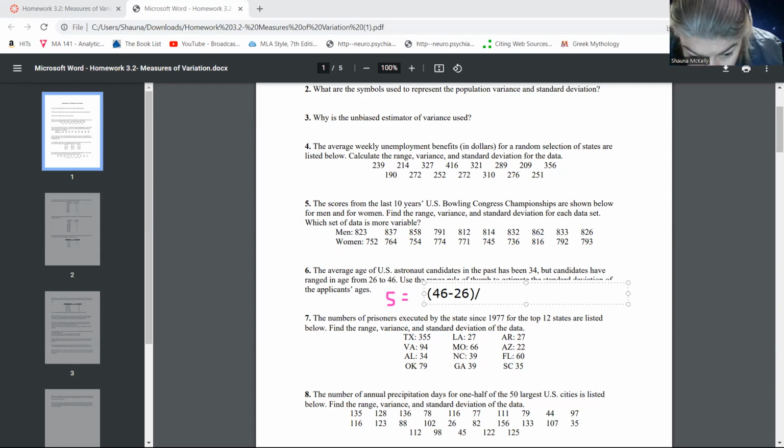So 46 minus 26 is 20. So this is 20 divided by 4, and the approximation is 5. Okay, so S, the standard deviation, is approximately 5. And that's all you have to do.